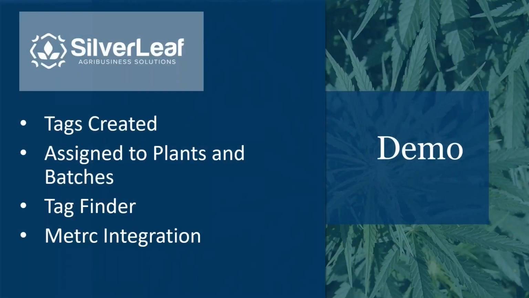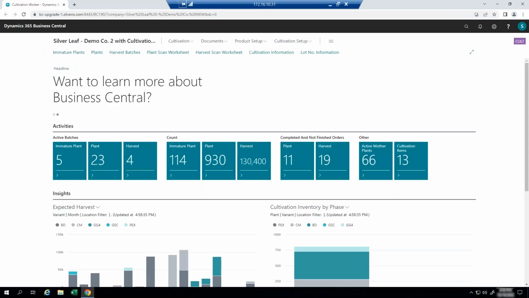So I'm going to show you how we handle tags and where they get assigned, and then how we can search back through tags to find out what raw materials went into a product. And then we'll talk a little bit more about Metrc. So let's come back here.